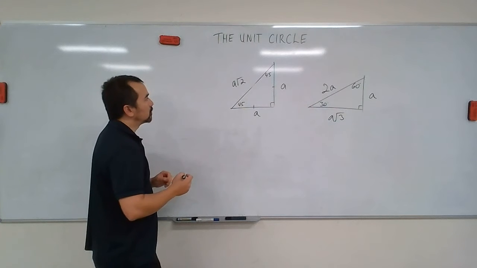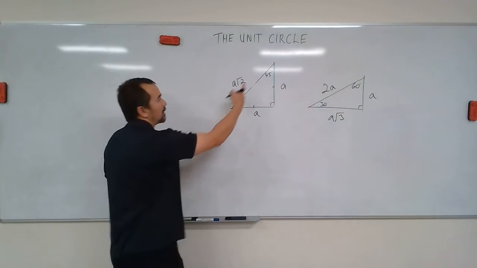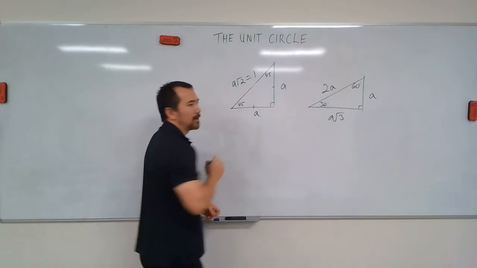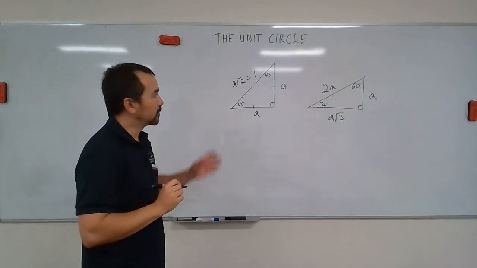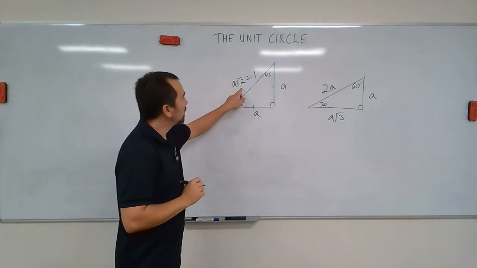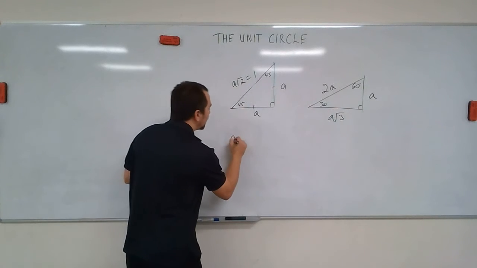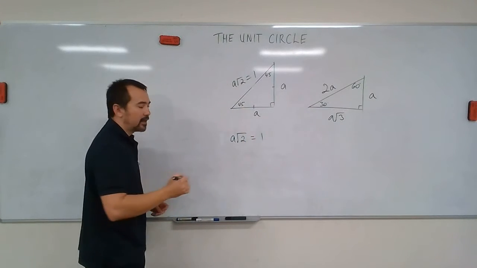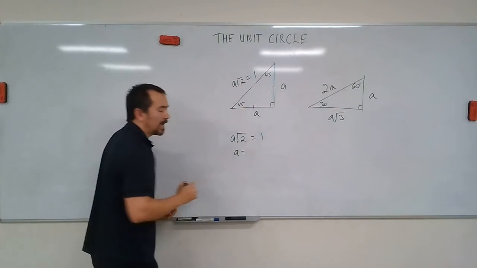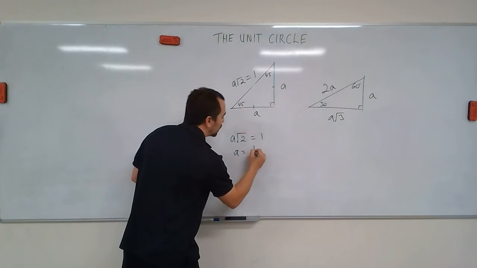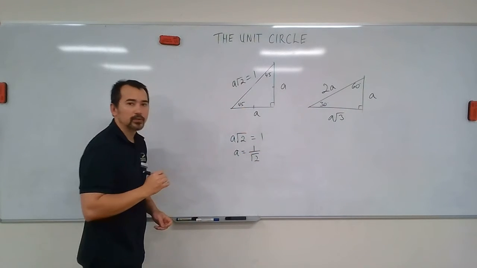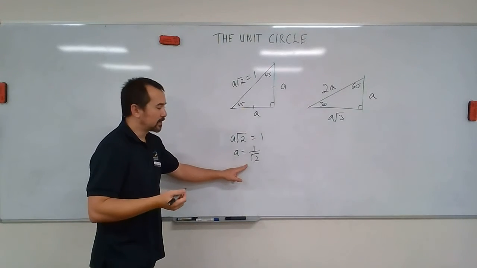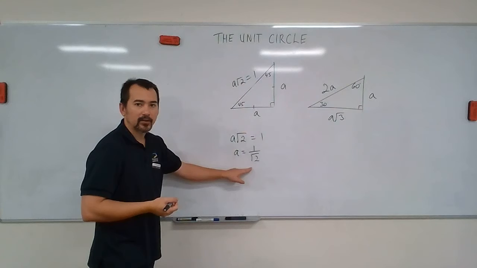All right, so we're about to apply this now to the unit circle. Now, what I want to do is let the hypotenuse here and the hypotenuse here equal 1. Because I'm going to use that hypotenuse later, we want the hypotenuse to equal 1. If A root 2 is equal to 1, then that means our A value would have to be 1 divided by root 2.